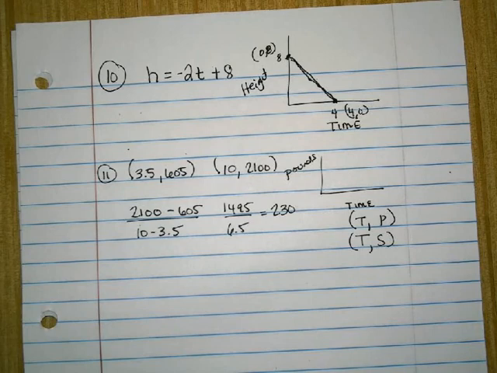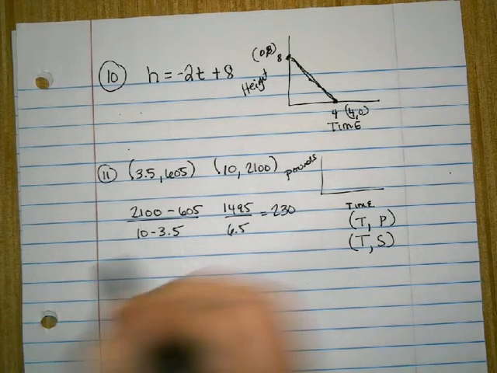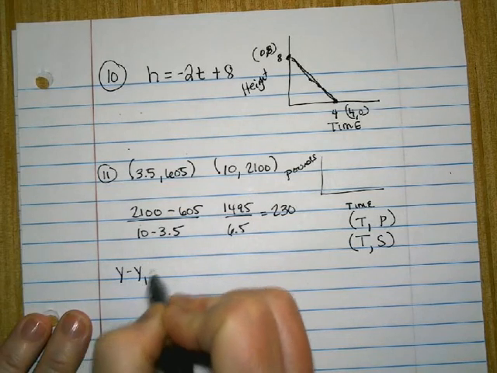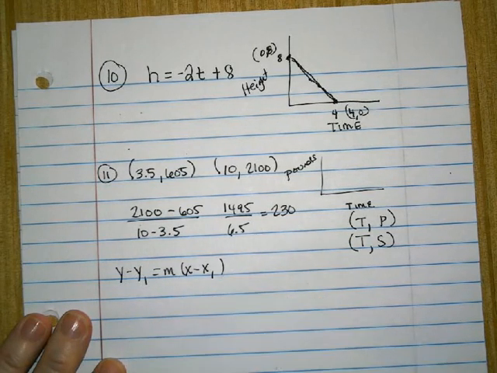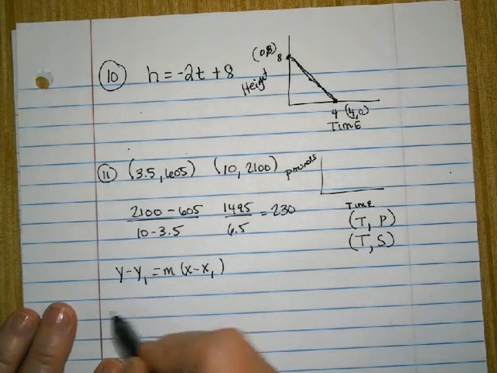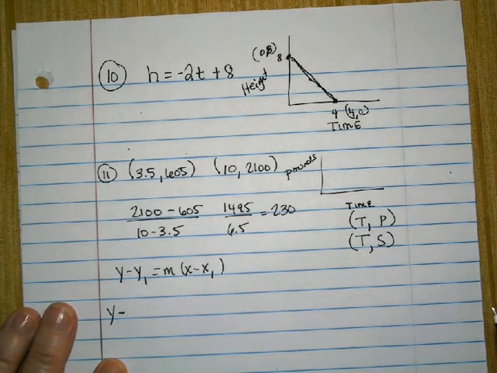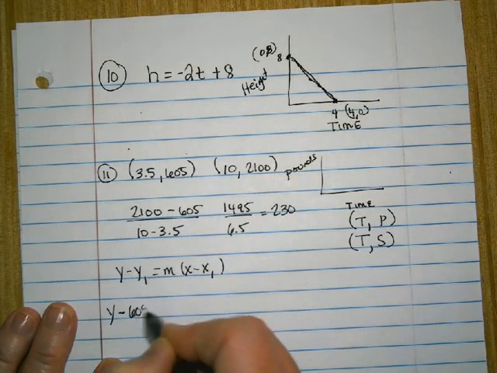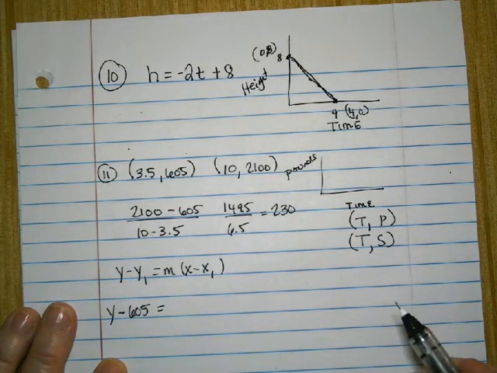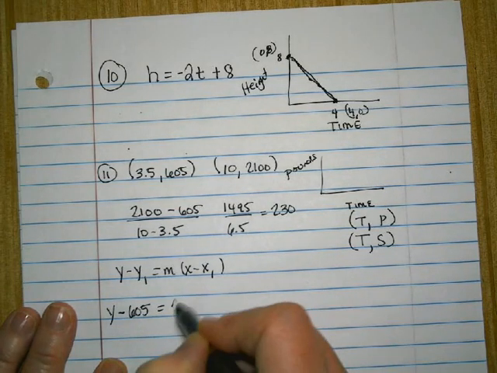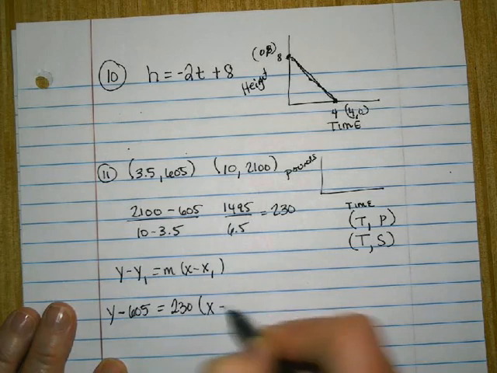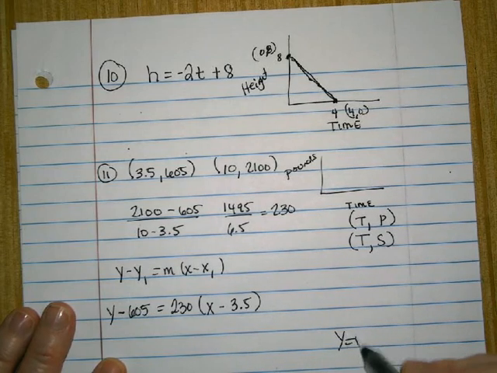What's the question say? Write this in what form? Write a linear equation. Okay, so we're going to start with point-slope form. So what goes where? 605. 230 is your rate, or your slope. 3.5. Okay.